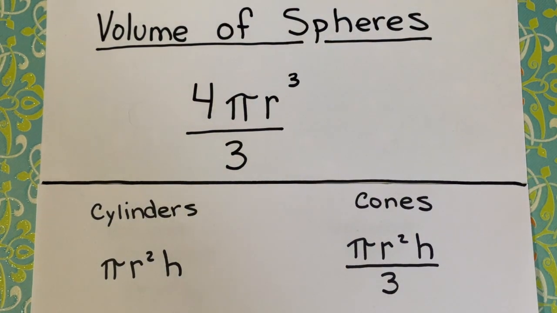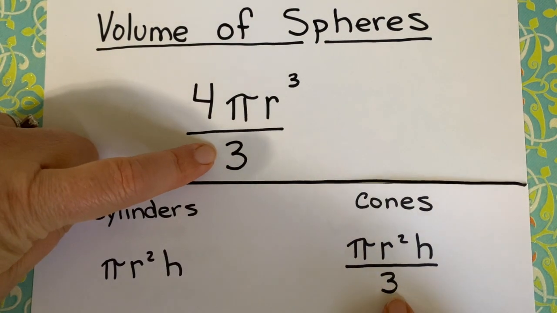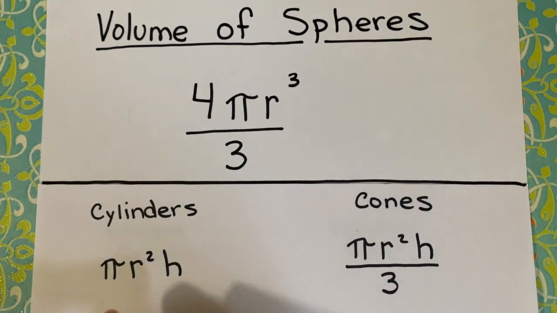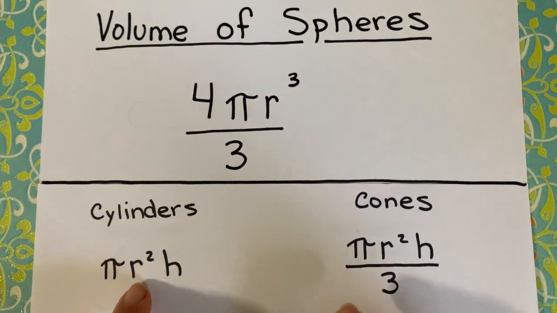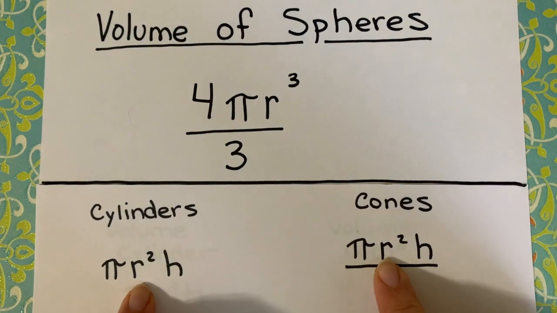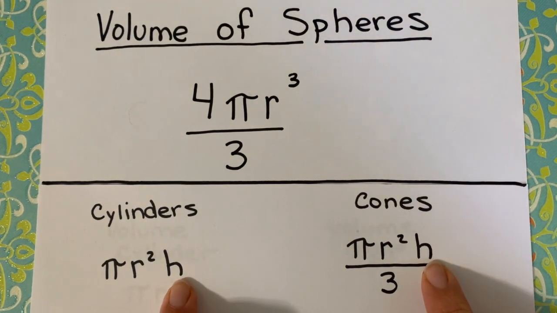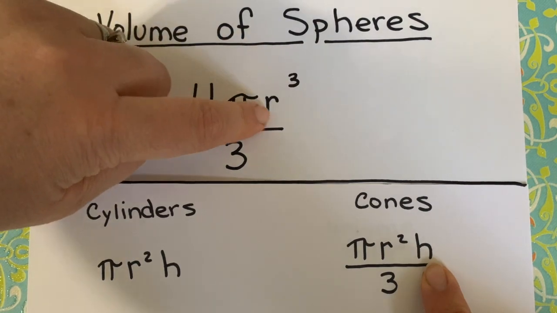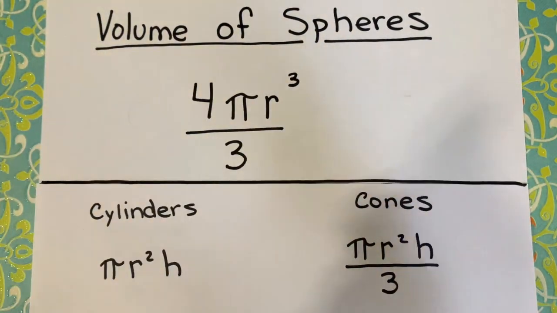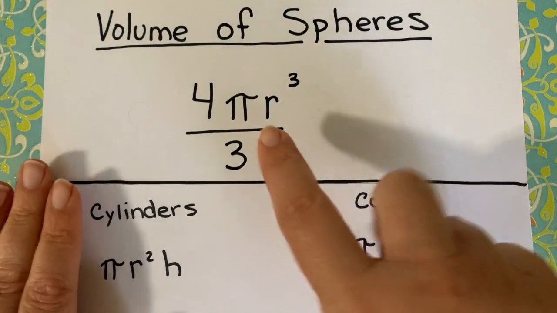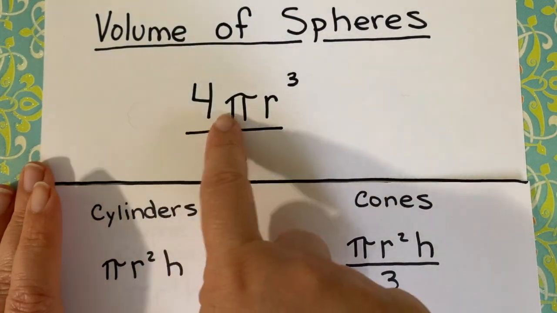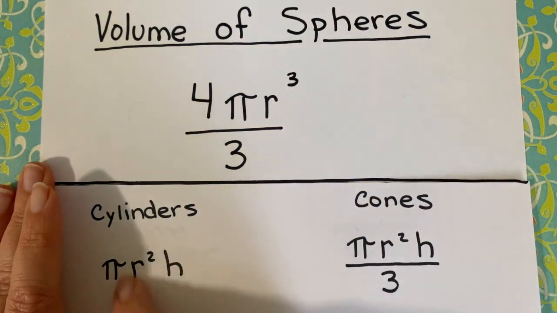So my guess is that you noticed a couple things. One, both volume of spheres and volume of cones are dividing by 3. And all of them have the radius. What you might have noticed is there's not the height. The height is actually built into the radius because a sphere doesn't really have a height since it's all the same. And then we have that 4 there.